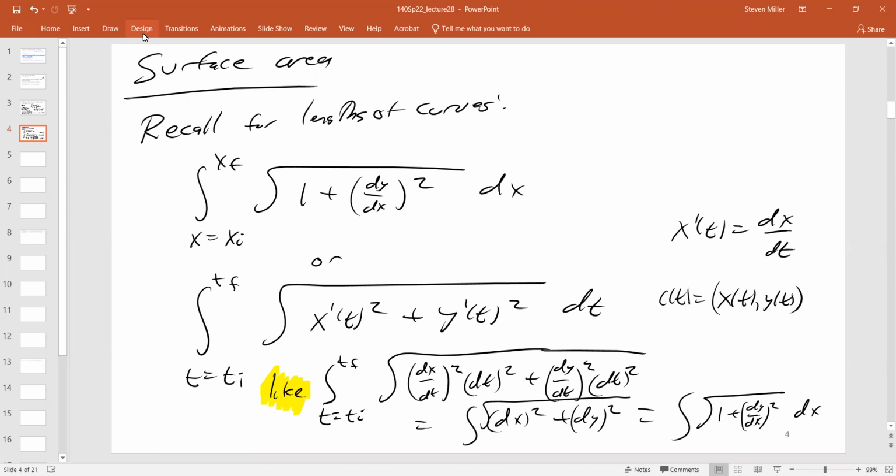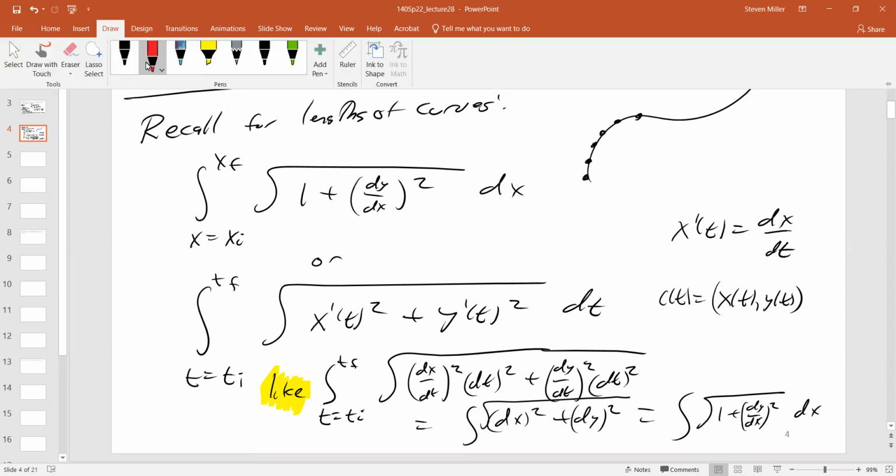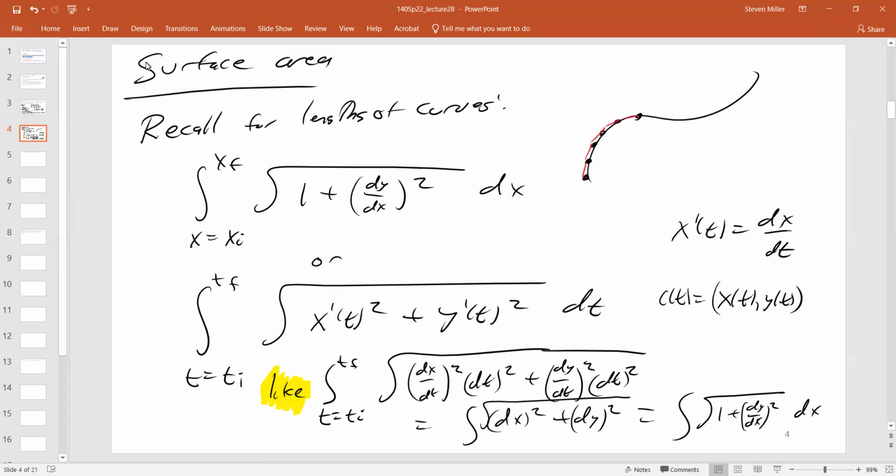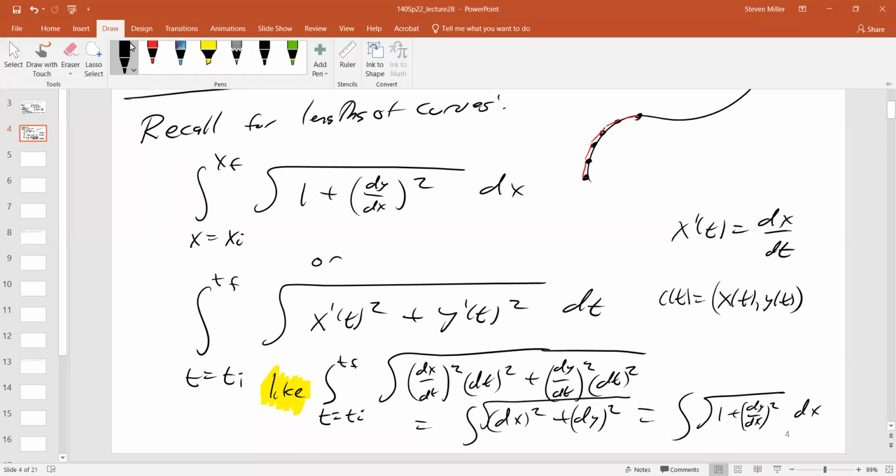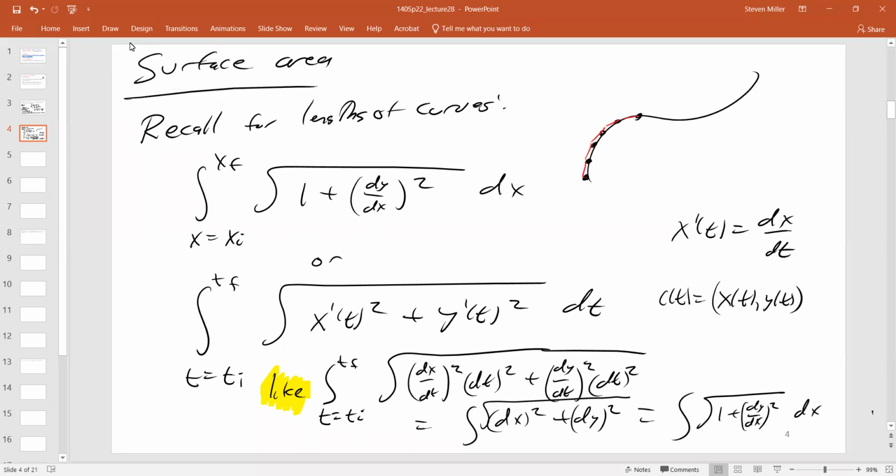The other one, square root of 1 plus dy dx squared, we talked about how we did this like a Riemann sum: we had a curve, we broke it up into a lot of points that were close. And on each one of these, we drew the small little polygonal path connecting. And we used that to approximate the curve. And so these were the formulas to find the length of the curve.